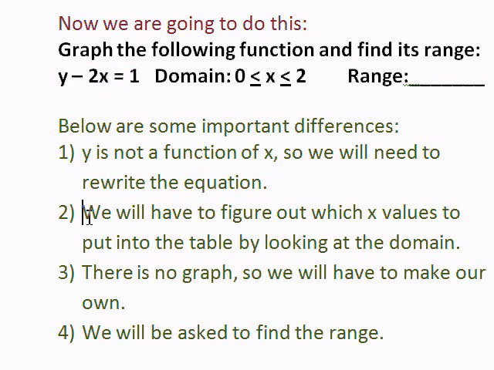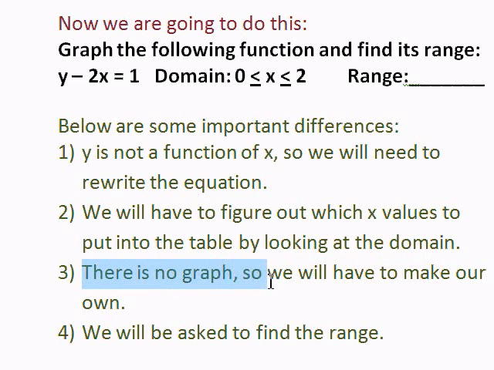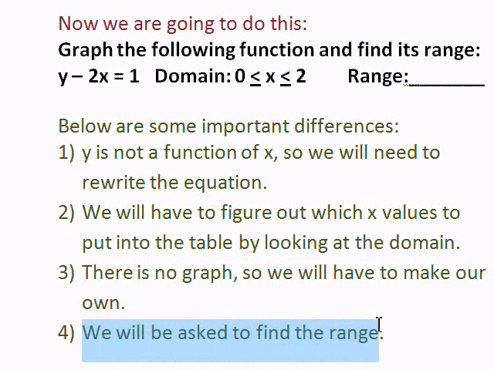Second difference. Before we were given the exact numbers to put in for x. This one's a little bit more complicated because we're going to have to choose the values to put in for x. Thirdly, there's no graph given, so we're going to have to make our own. And the fourth point is it asks us to find the range, so we're going to have to actually graph and then figure out what the range is based on that graph.